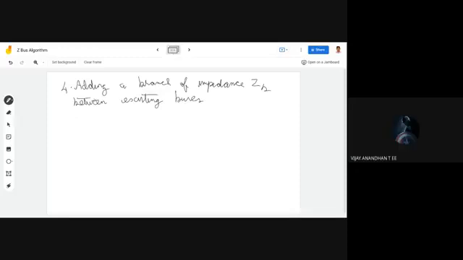Instead of forming this much complexity, we can directly derive from the given diagram, the load diagram, line flow diagram. Sir, if they directly give the line impedance, we can directly write the line impedance. So why are we deriving like this?